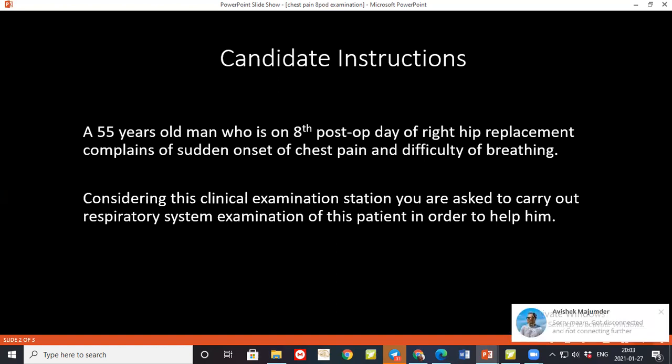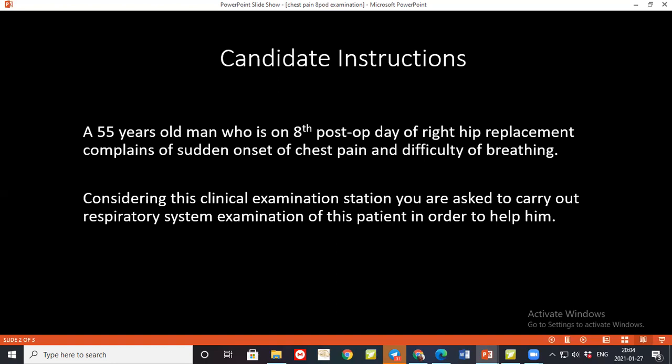Then I'll ask the examiner for the patient's charts and files to check the vitals and other data. I'll see what the heart rate, blood pressure, and respiratory rate of the patient are. I also see the oxygen saturation of the patient and at what rate the oxygen is being given to the patient. I also look for the temperature.